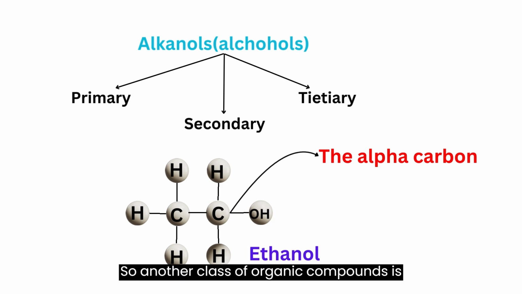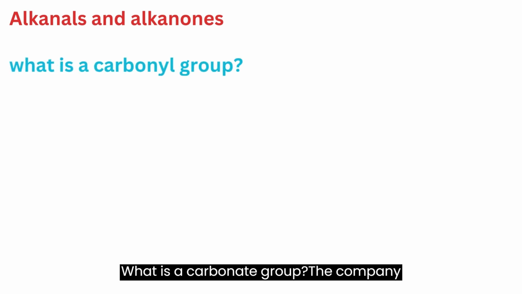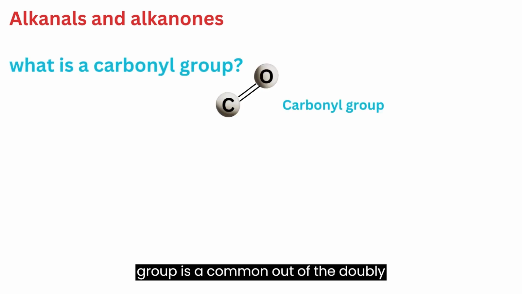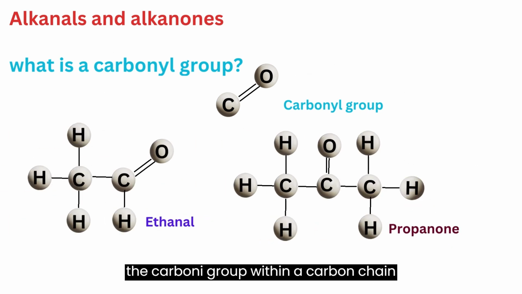Another class of organic compounds is alkanals and alkanones. These are organic compounds that contain a carbonyl group. What is a carbonyl group? A carbonyl group is a carbon atom that is doubly bonded to an oxygen atom. Alkanals can also be called aldehydes, while alkanones can also be called ketones. Alkanals have the carbonyl group at the end of the carbon chain, while alkanones have the carbonyl group within the carbon chain. That differentiates the two of them.